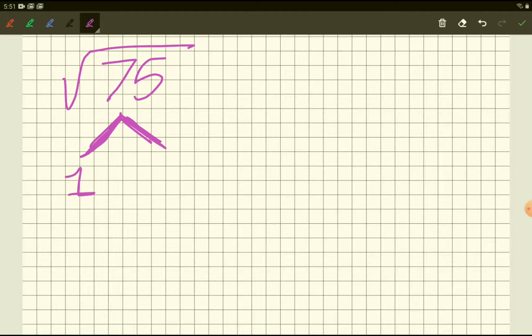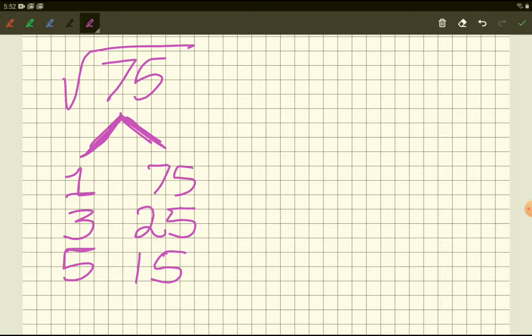We always start off with 1 and the number. 1 times 75 gives me 75. Does 2 go into 75? No. So I'm going to skip 2. Let's move on to 3. Does 3 go into 75? Yes, it does. It goes into 75 25 times. Does 4 go into 75? No. Does 5 go into 75? Yes. It goes in 15 times.